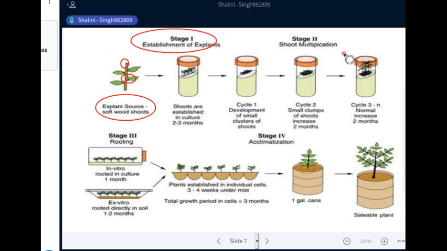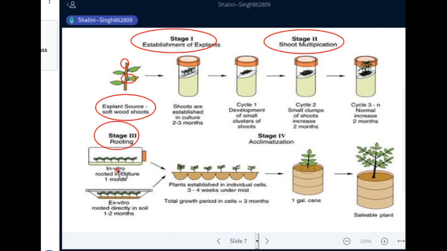Then these shoots are transferred to the second stage, that is the shoot multiplication stage, where the medium uses shoot induction medium, and there will be small clumps of shoots which increase in size and number of leaves, and it will take around 2 months. Then comes the third stage, that is the rooting stage.